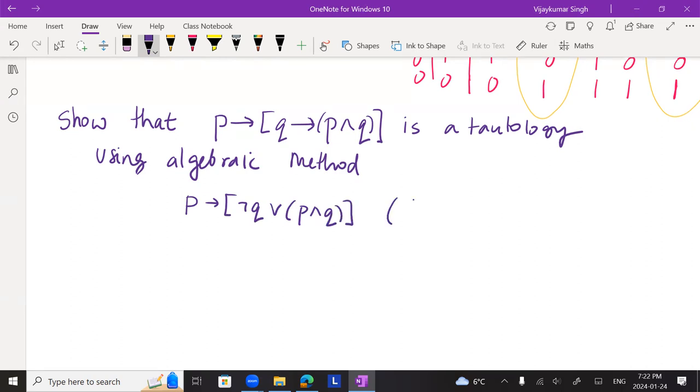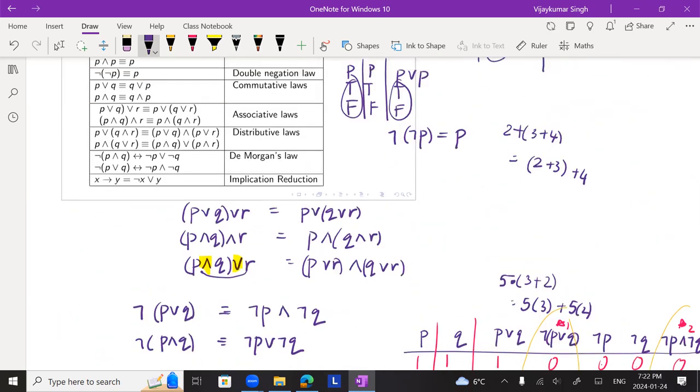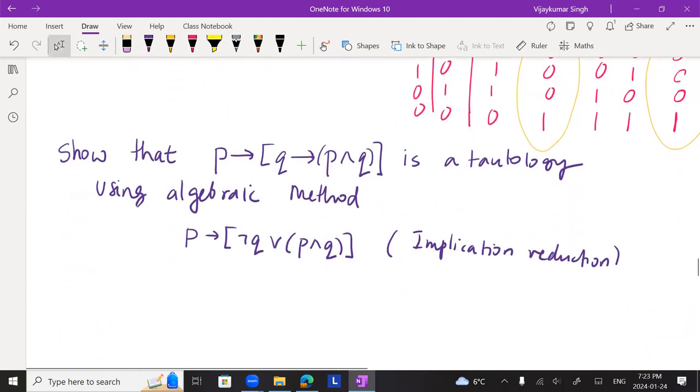And this is basically implication reduction. The name of the law is implication reduction. What is the implication reduction? It's essentially that implication is converted into an OR. That's the name of this law. Okay. Now, if you want, you can do implication reduction again to simplify it, or let's try to simplify inside the bracket. Doesn't matter.